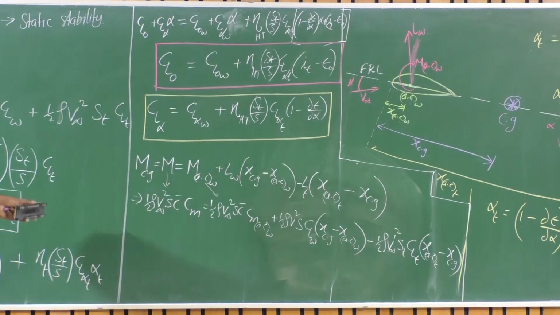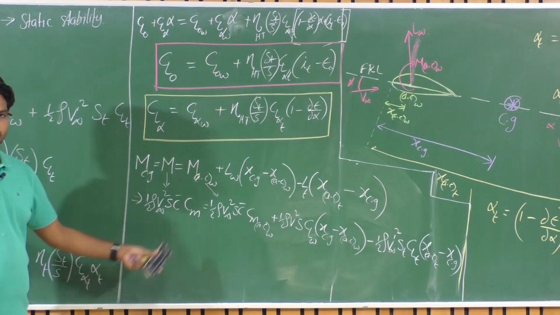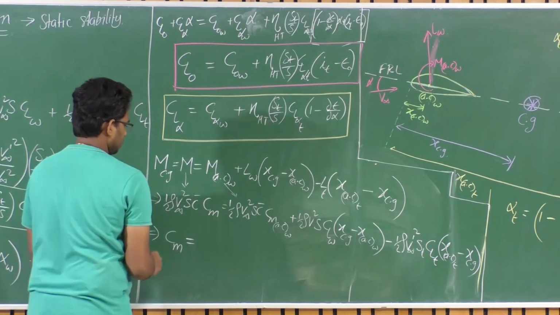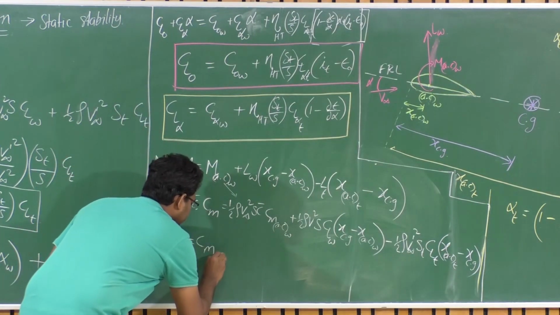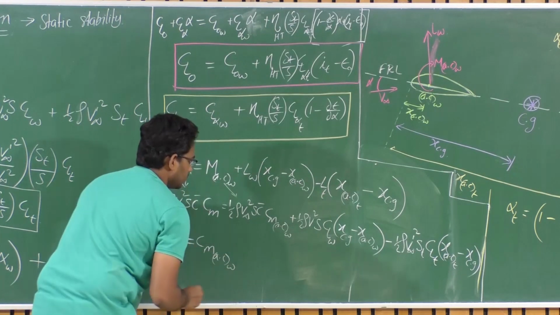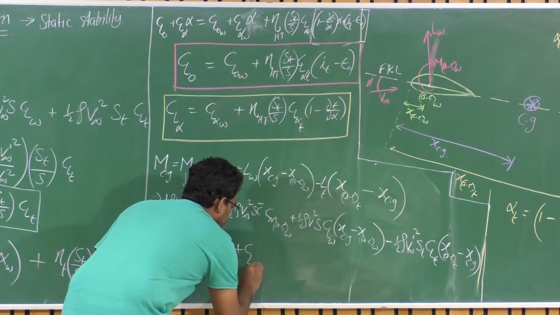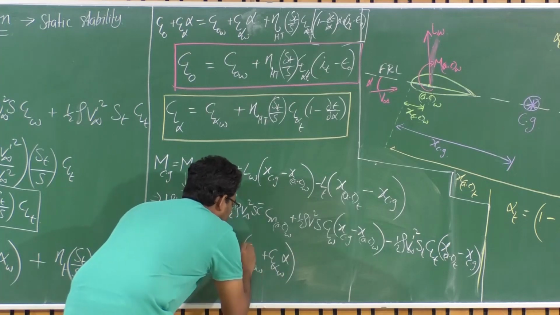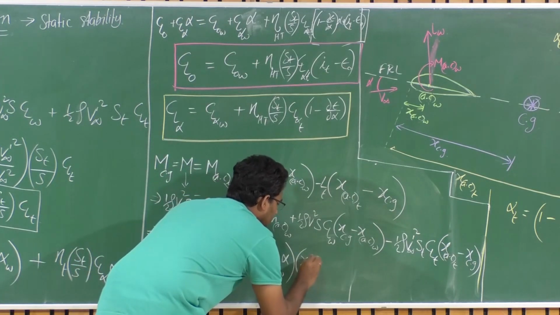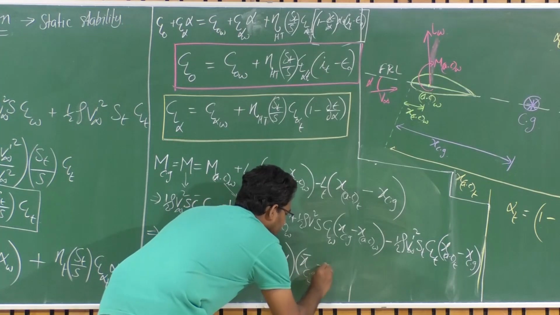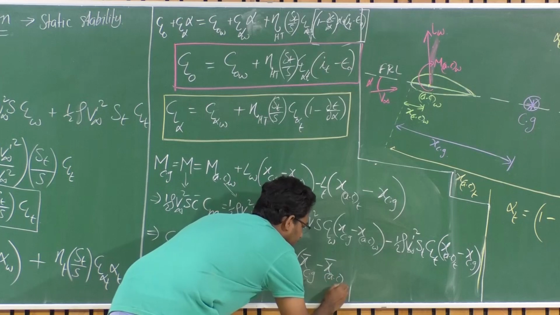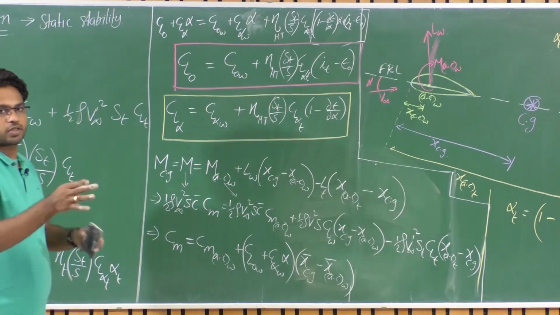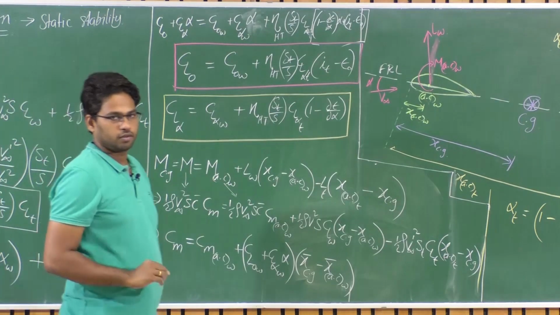Okay. So if I divide this entire equation by half rho V square S C bar, I have it in non-dimensional form. Cm is equal to Cm AC of the wing plus CL of wing, which is CL naught of wing plus CL alpha of wing times alpha, multiplied by x bar CG minus x bar AC of wing, right? Where x bar is x upon C bar. Any x subscript something by C bar is nothing but x bar subscript.